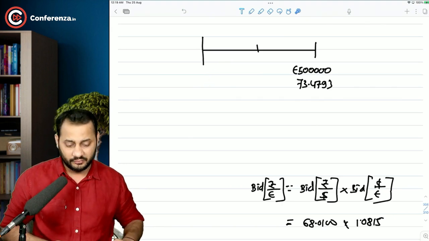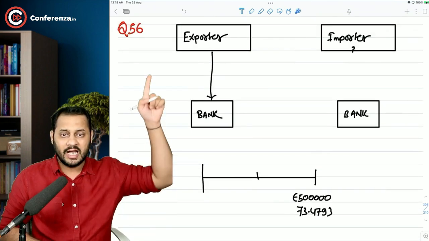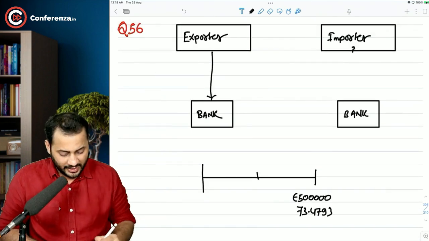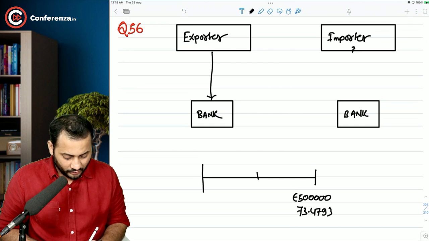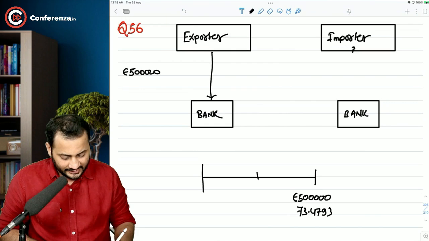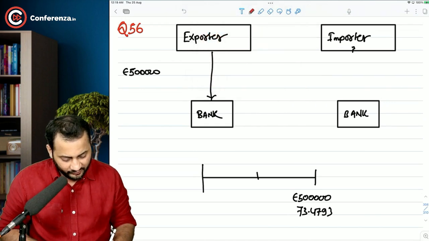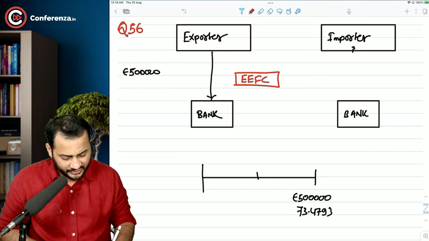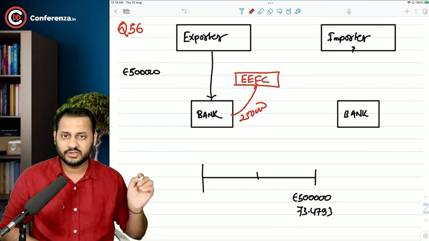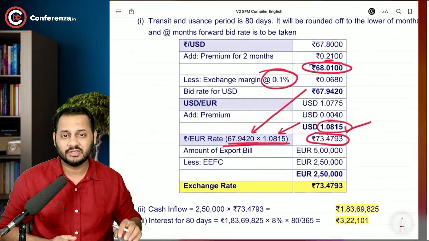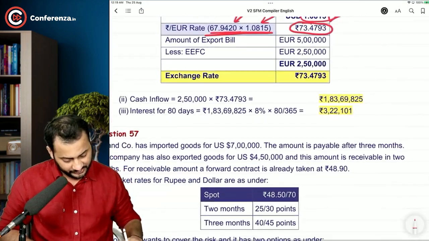And rest of the half, because the bank will discount the bill, exporter is going to the bank to discount the bill or to release the bill of 5 lakh euros. And he said that please give me 50% of that and rest of the 50% in EEFC account. 2,50,000 in EEFC account. EEFC account is the export, see, exchange.